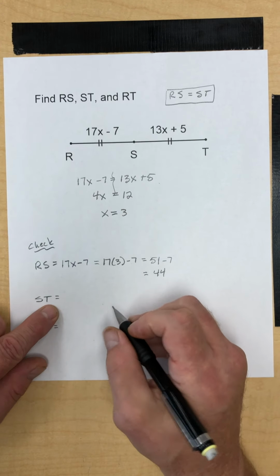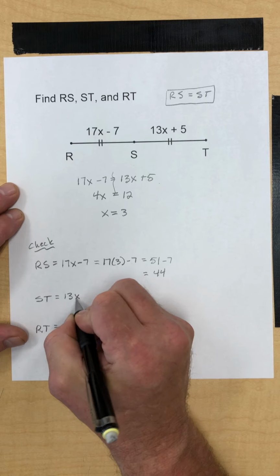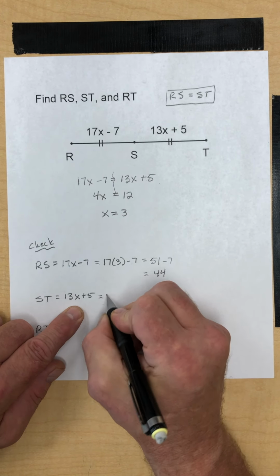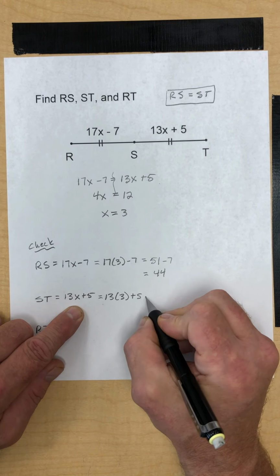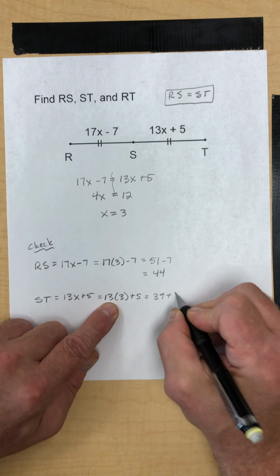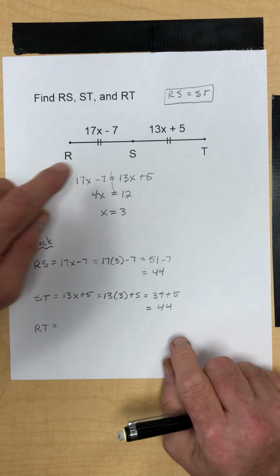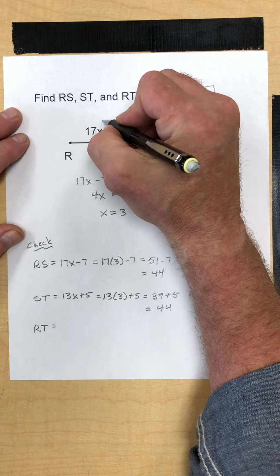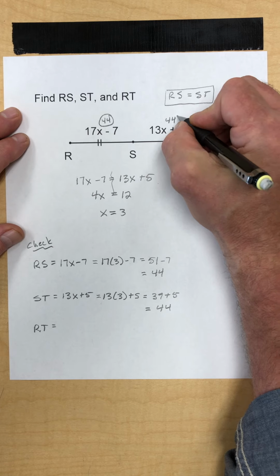Okay. ST is 13x plus 5. Substituting the 3 in here. So I get 13 times 3 plus 5. And let's see, 13 times 3 is 39, plus the 5, so that gives me 44. Okay, so I should end up with RS and ST having the same length, and I do. So let's see, that's 44, and that's 44.